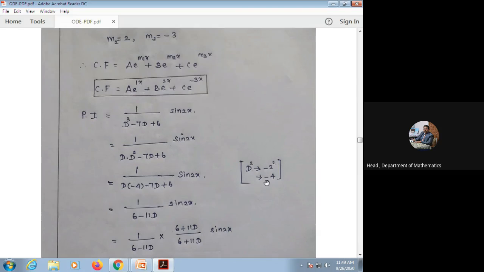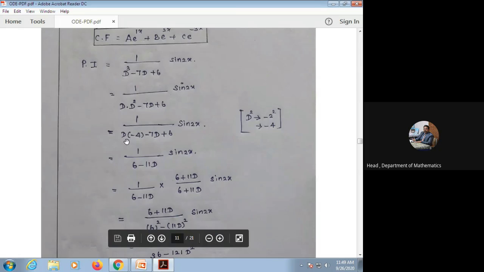Here putting d squared as minus 4, we get d into minus 4 minus 7d plus 6, into sin 2x. Simplifying, minus 4d minus 7d, we get minus 11d plus 6, into sin 2x. Here we don't know a method for solving this directly, so we have to take the conjugate of the denominator. Take 1 divided by 6 minus 11d, and multiply and divide by the conjugate of the denominator.